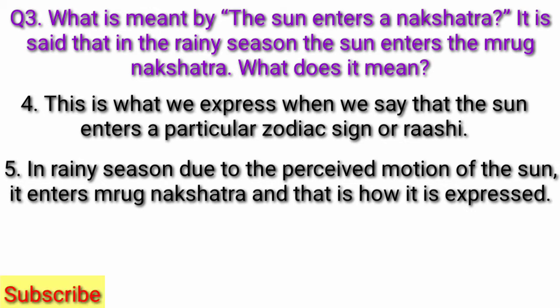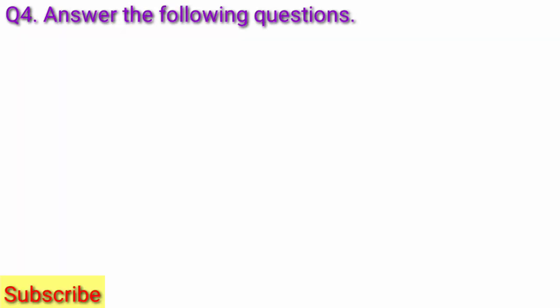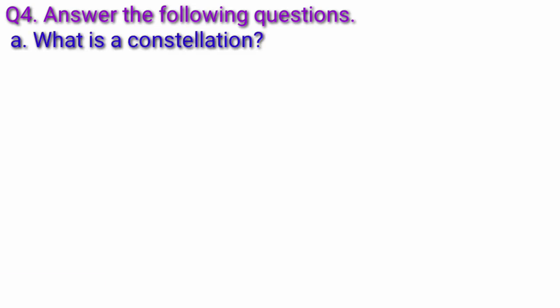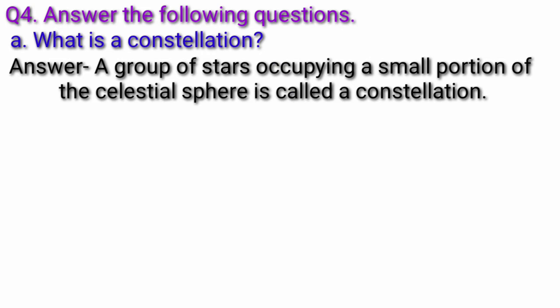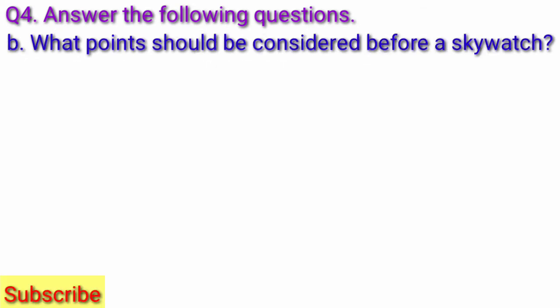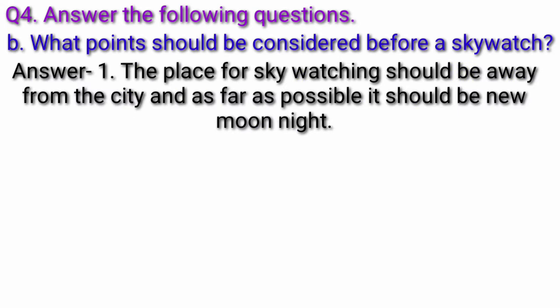Question 4. Answer the following questions. Question A. What is a constellation? Answer. A group of stars occupying a small portion of the celestial sphere is called a constellation. Question B. What points should be considered before a skywatch? Answer. The place for sky watching should be away from the city, and as far as possible it should be a new moon night.